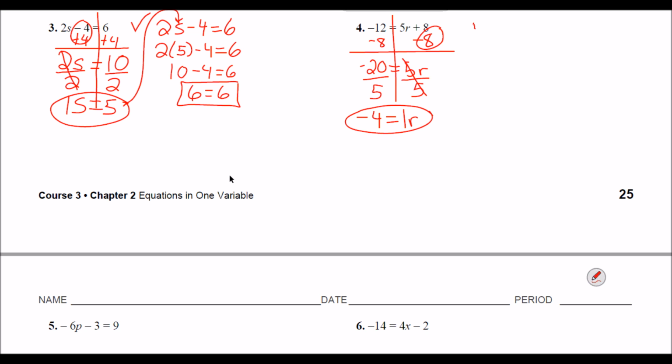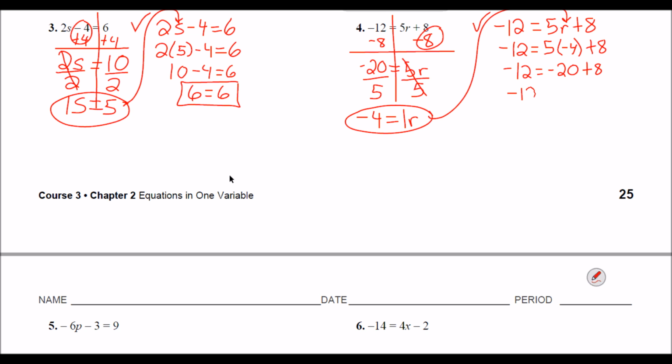All right, and then again, we want to check that. So we bring it over and rewrite it. Negative 12 equals 5r plus 8. And we plug that r value in with negative 4. So our negative 12 drops down, equal sign drops down, 5 drops down, r does not drop down, it gets replaced with negative 4, and the plus 8 drops down. Okay, our multiplication comes first, so 5 times negative 4 is negative 20, and add 8 becomes negative 12 is equal to negative 12. So left and right side, again, are equal to each other.